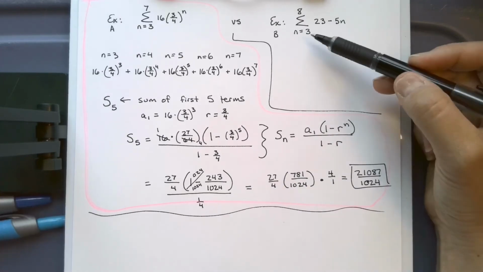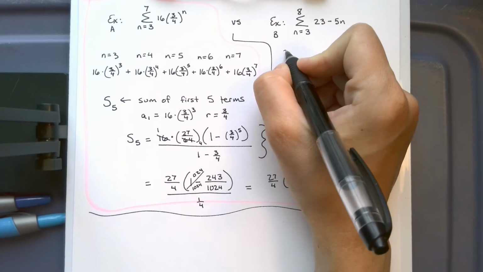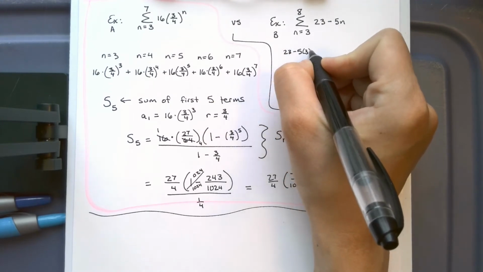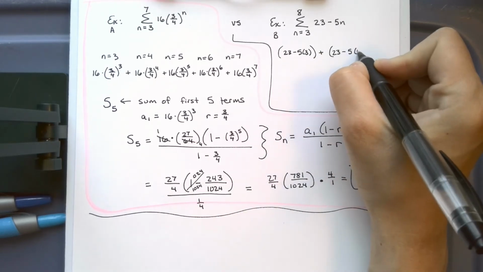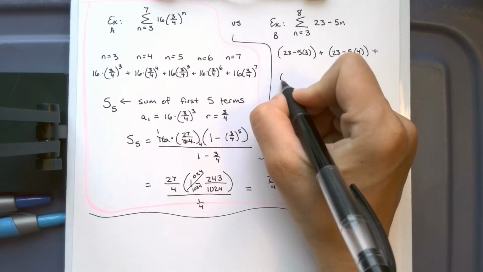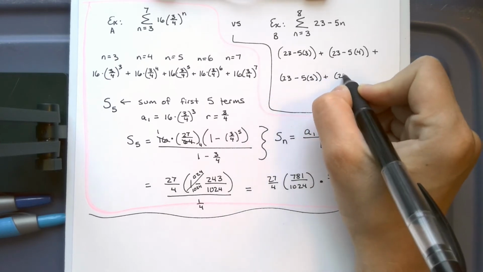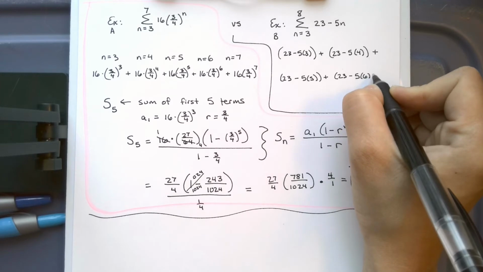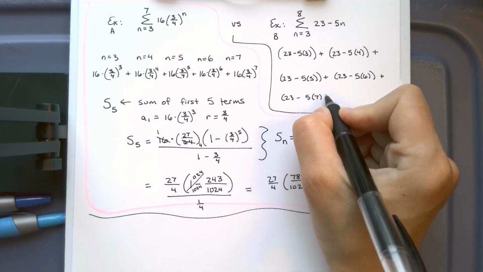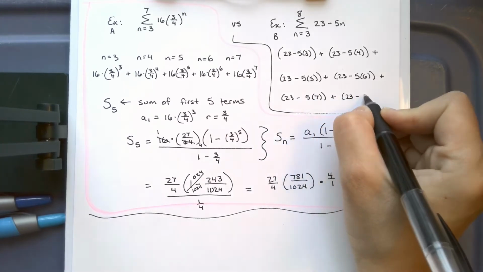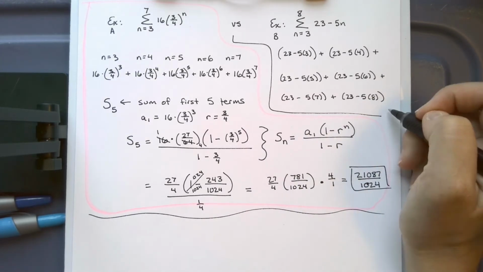So, example B begins with the third term and ends with the 8th term. So that means I'm going to begin with 23 minus 5 times 3 plus 23 minus 5 times 4 plus 23 minus 5 times 5 plus 23 minus 5 times 6 plus 23 minus 5 times 7, and then finally 23 minus 5 times 8. Now, unfortunately, I didn't think ahead, and now I'm going to have to pull this number.